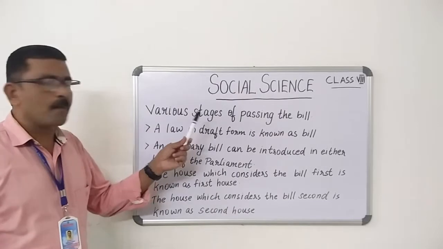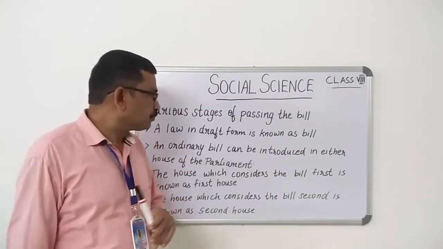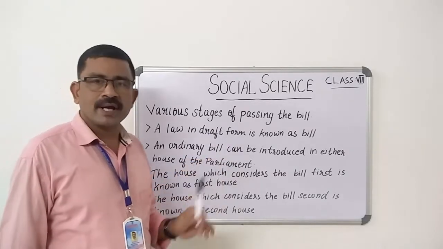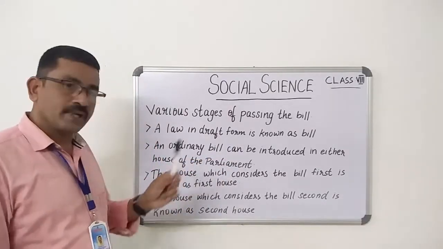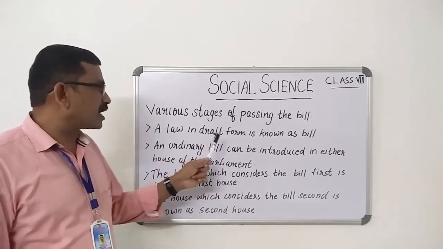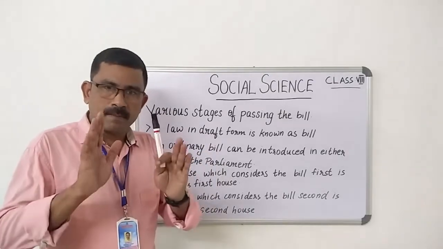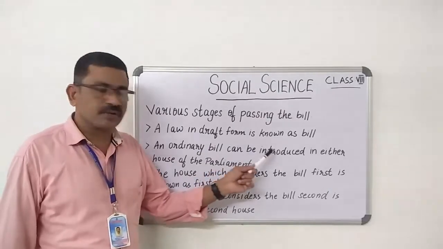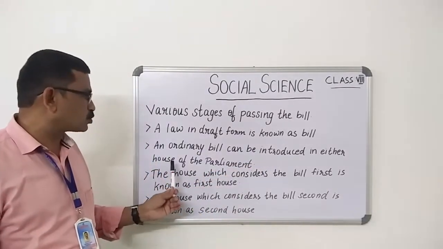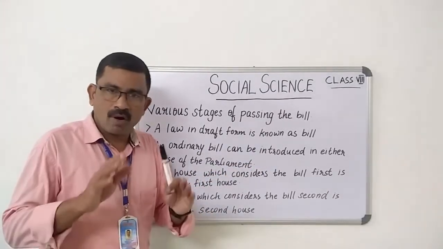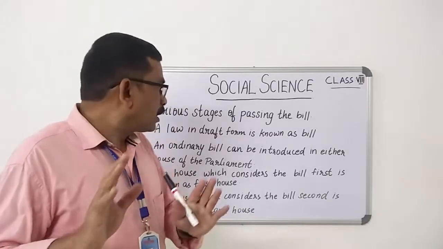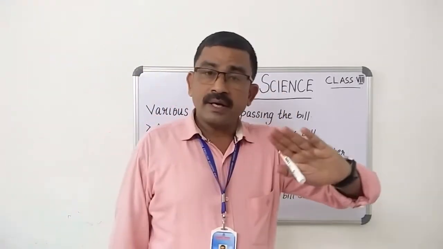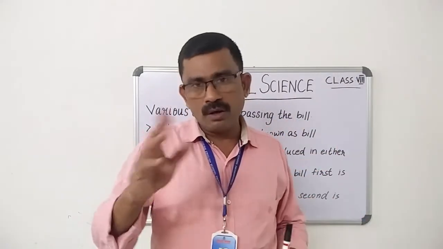Various stages of passing the bill. A law in draft form is known as a bill. A law is very important. A law in draft form is known as a bill. An ordinary bill can be introduced in either house of the Parliament, either Rajya Sabha or Lok Sabha.